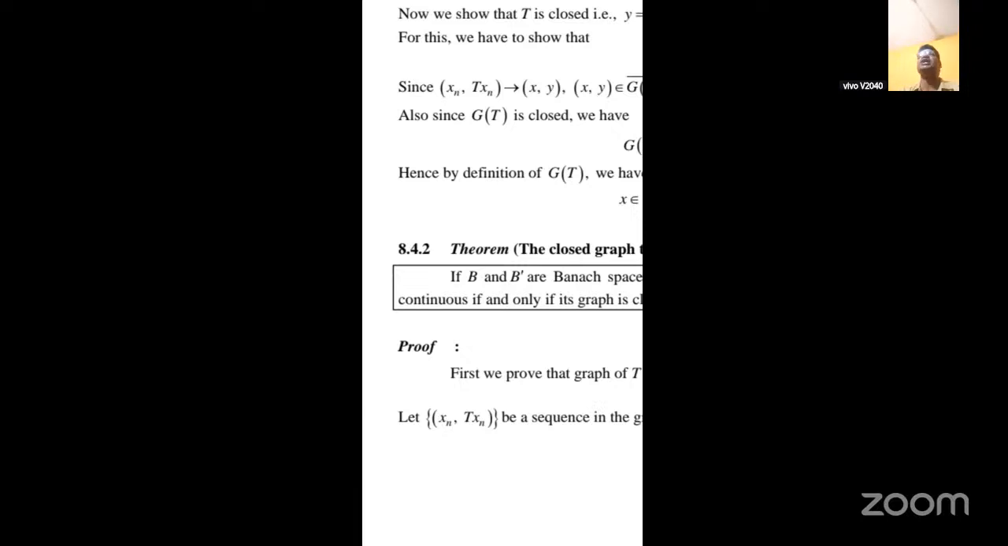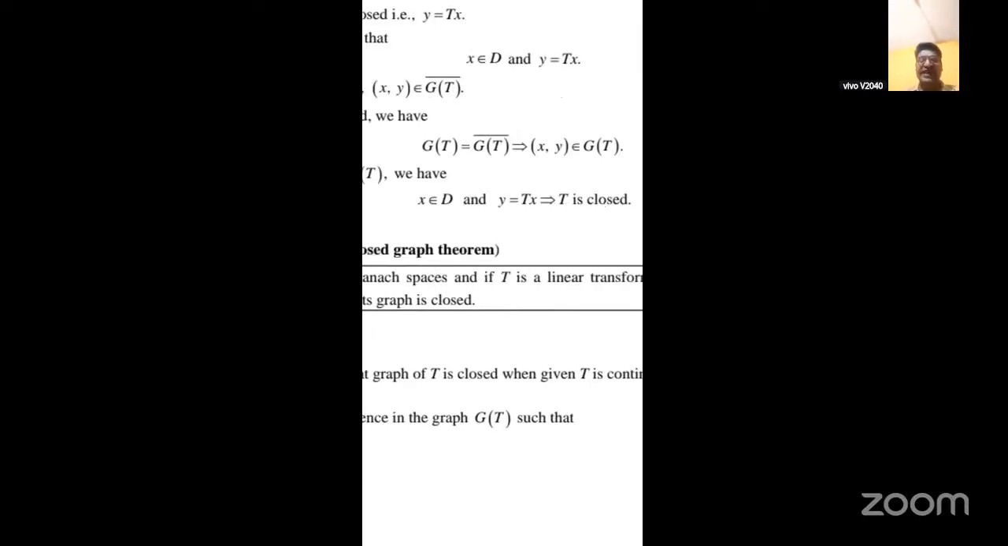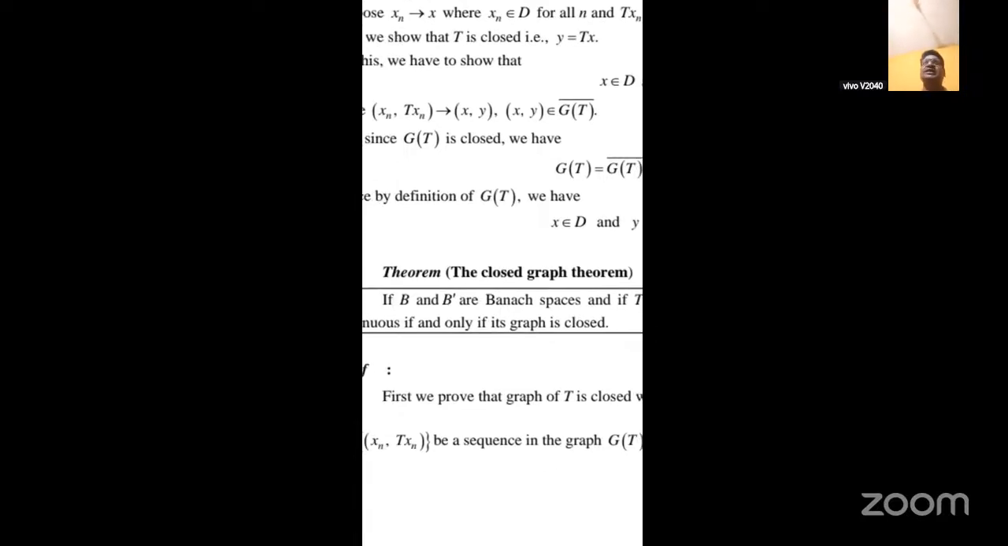Students, listen carefully. What is the statement? If B and B' are Banach spaces, and T is a linear transformation of B into B', then T is closed if and only if the graph of T is closed and T is continuous. The transformation is continuous; we must prove that the graph is closed. That is the necessary part.